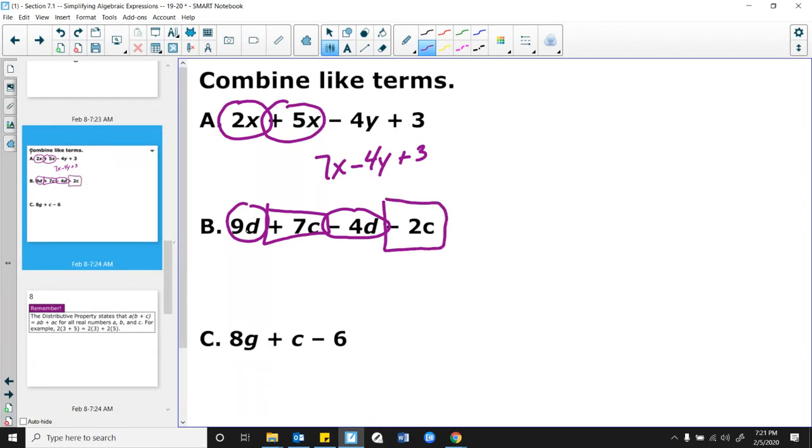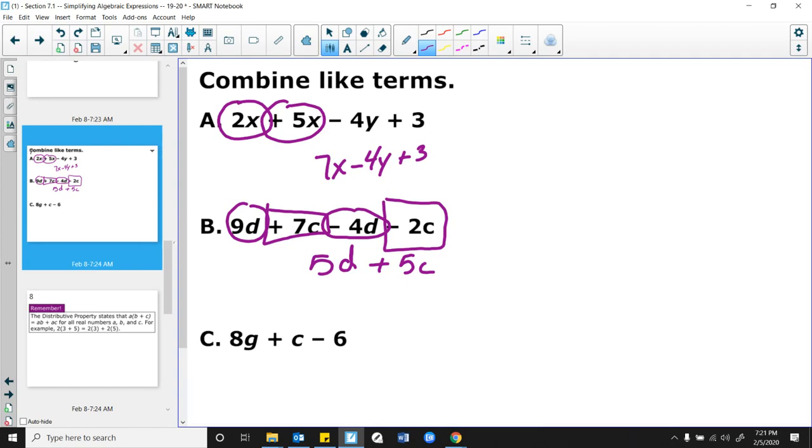So I'm going to combine my 9d and my negative 4d, and I should have positive 5d. And then I have a 7c and a negative 2c. Again, those are like terms. We've identified that. And a 7 combines with a negative 2. I'm going to have a positive 5c. Okay, so 5d plus 5c.